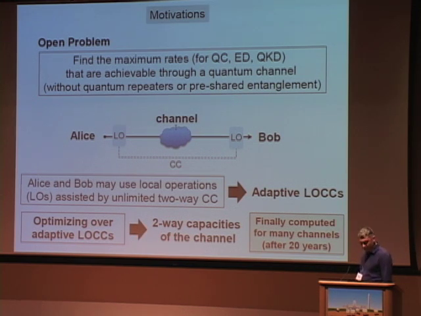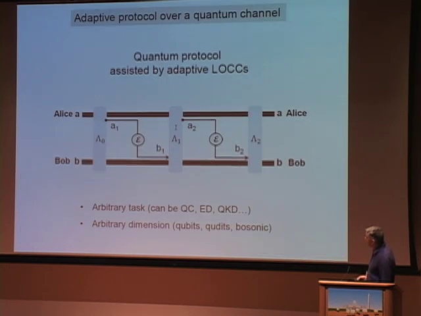The first two-way capacity was computed in '97. That's 19 years. Okay, so adaptive protocols, let's go into more detail. There are not too many formulas in my talk. More or less, they are all pictures like this. So we're talking about this kind of situation.